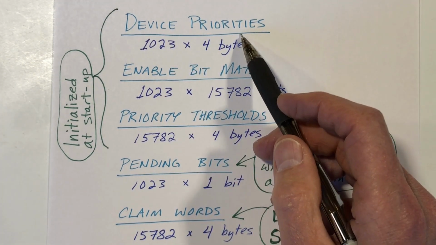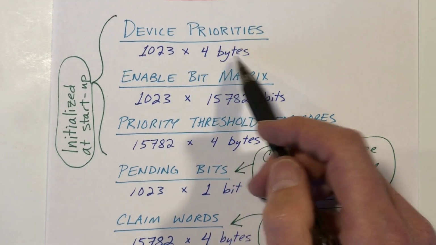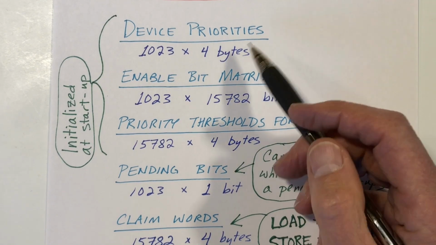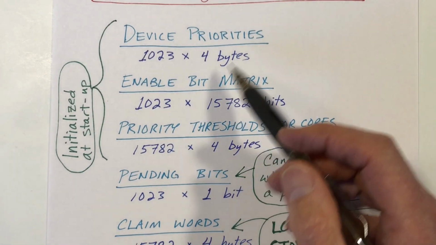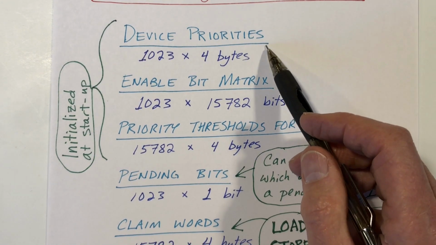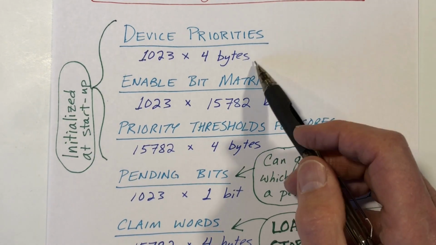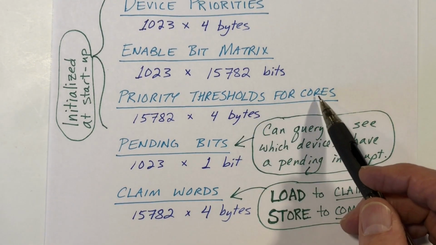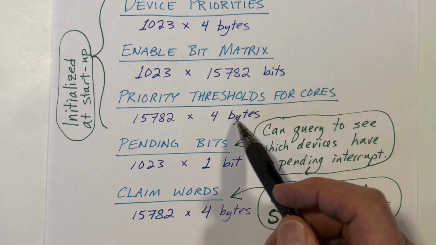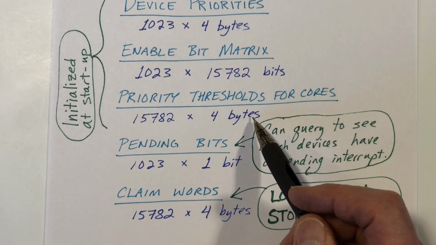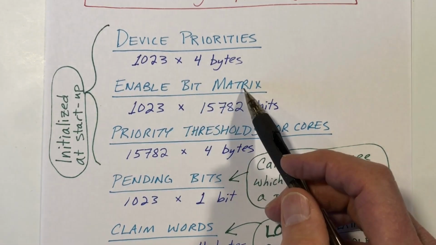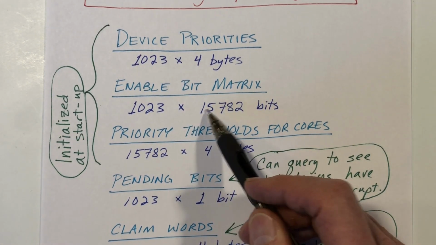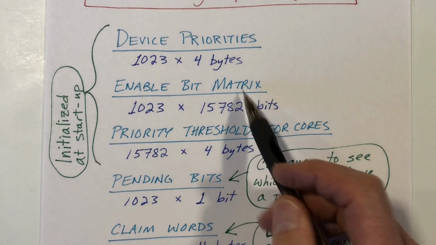First of all, we have 123 words of 4 bytes each that are used to store the device priorities. These are initialized at startup, and we can set the priorities of all the devices by doing a store into these particular locations. We also have the priority thresholds for each of the targets. So we have a bunch of words, one for each possible target. And then we also have that big bit matrix, 1023 devices times 15,782 targets. That's a bunch of bits.